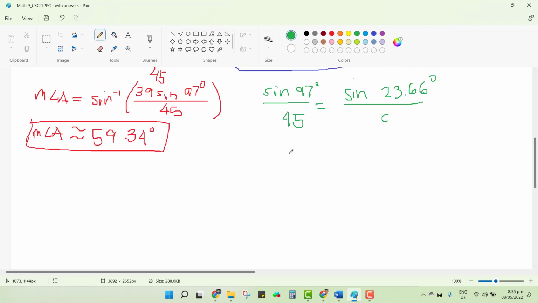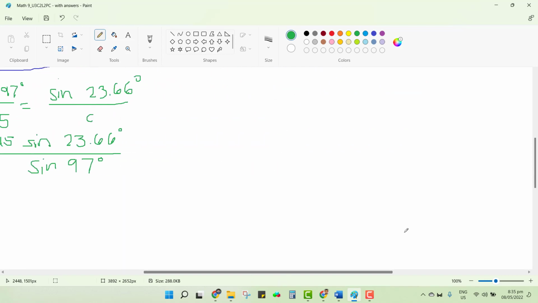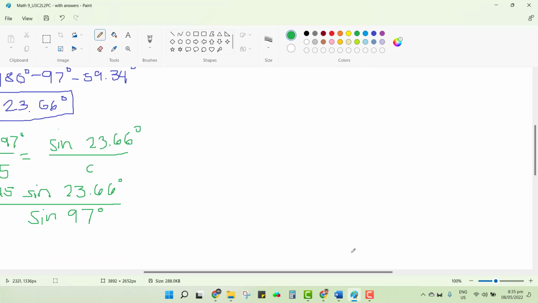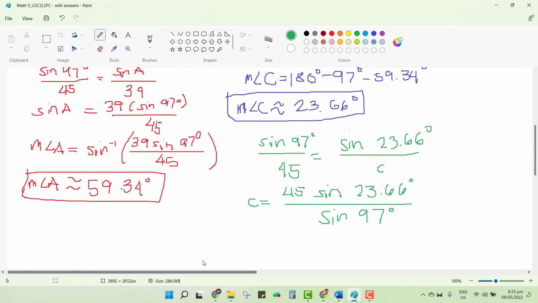And further, this would become applying all properties or fundamental law of proportion. You will have here C is equal to 45 times sine 23.66 degrees. Again, cross multiply, so 45 will be here, C will be there, and then divide both sides by sine 97 degrees. So look at what happens here, more or less similar to what happened here earlier.